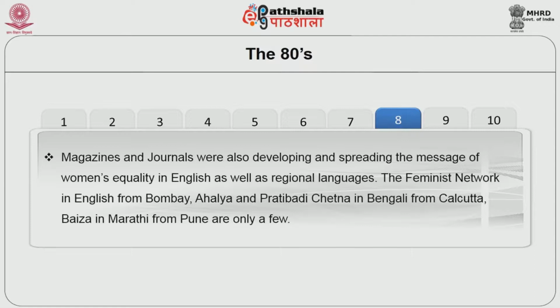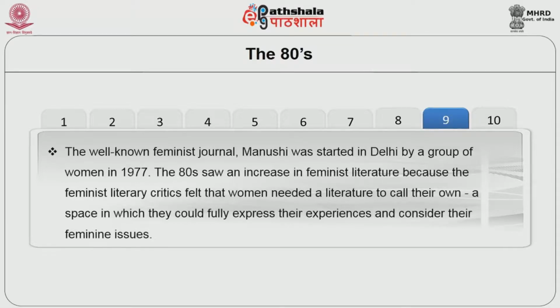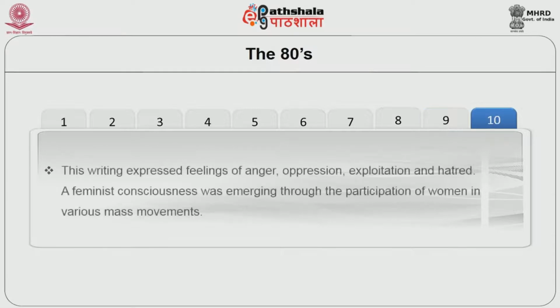Magazines and journals were also developing and spreading the message of women's equality in English as well as regional languages. The Feminist Network in English from Bombay, Ahila and Pratibha Di Chetana in Bengali from Kolkata, and Baiza in Marathi from Pune are only a few. The well-known feminist journal Manushi was started in Delhi by a group of women in 1977. The 80s saw an increase in feminist literature, because feminist literary critics felt that women needed a literature to call their own, a space in which they could fully express their experiences and consider their feminine issues. This writing expressed feelings of anger, oppression, exploitation and hatred.